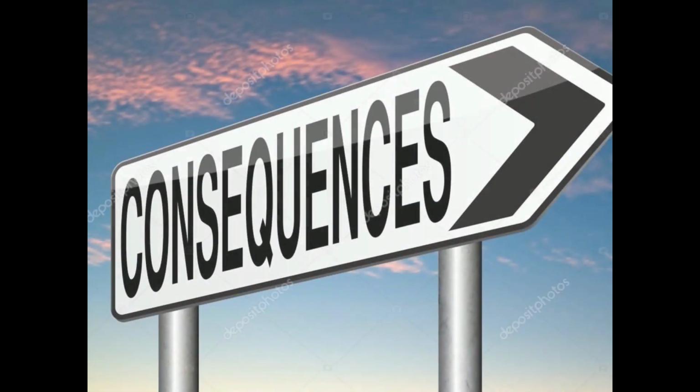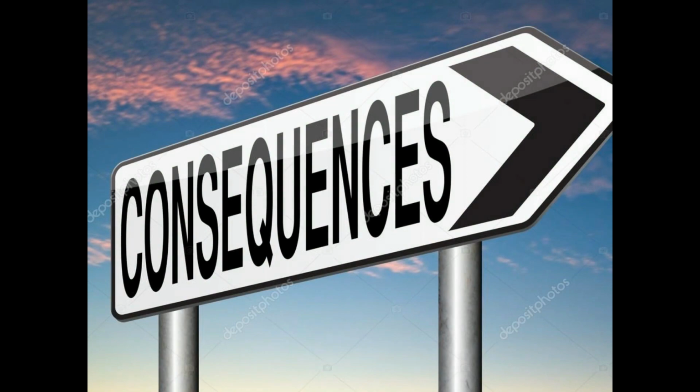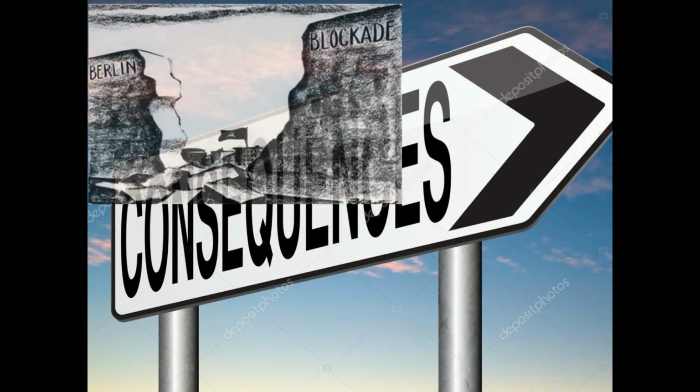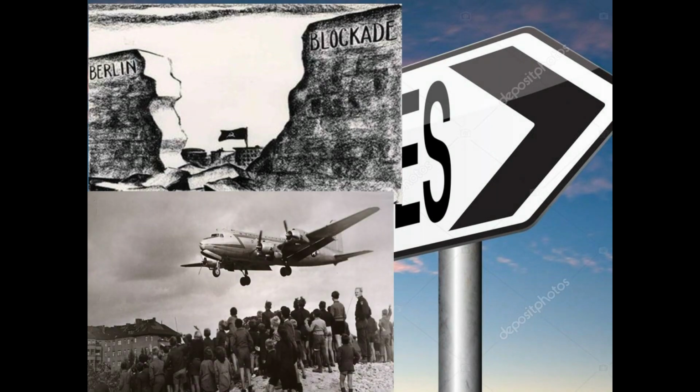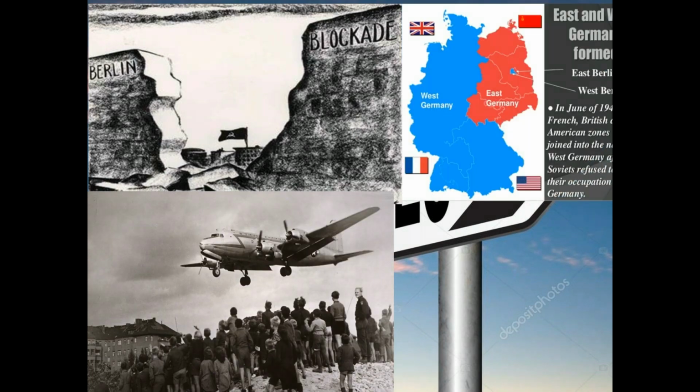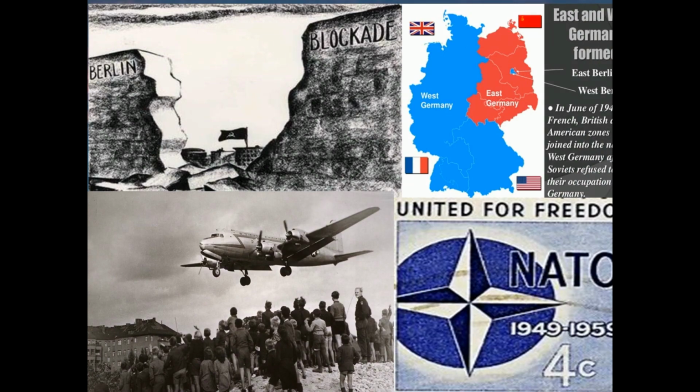A second kind of question, which people struggle with, but actually is pretty straightforward, is explain the consequences of an event. So, for example, the Berlin blockade, what were the consequences and why did these consequences happen? So the creation of West Germany and East Germany and NATO. What were they? Why did they happen?